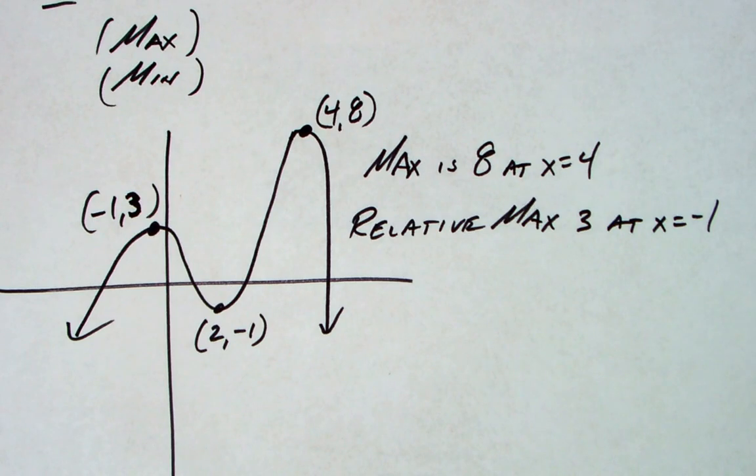So there's going to be a relative max there, or a maximum. Here, this one's decreasing, then increasing. It's going to have a minimum.